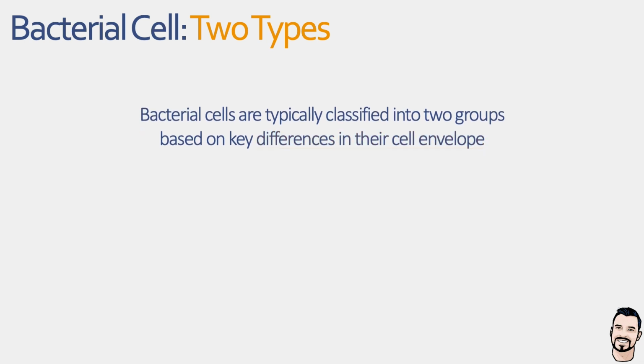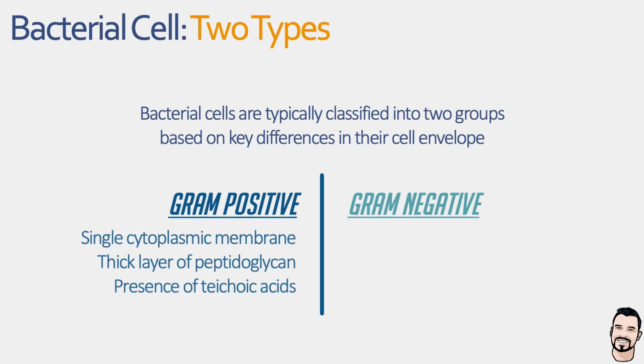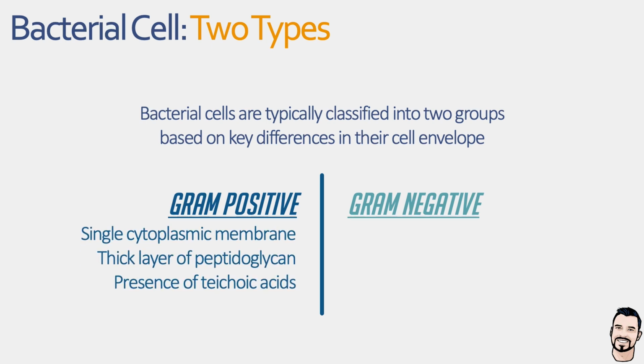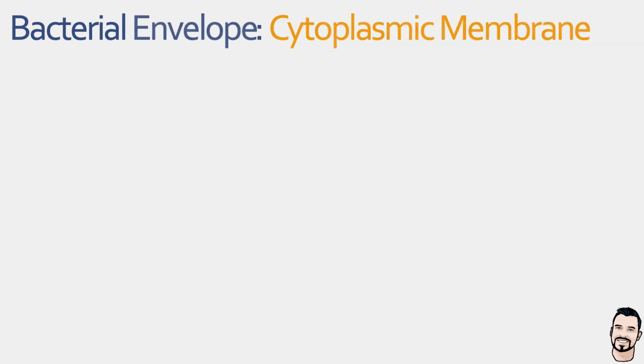The two groups of bacterial cells differentiated by the Gram stain technique are the gram-positive and the gram-negative bacteria. The gram-positive bacteria have a cell envelope composed of a single cytoplasmic membrane and a thick layer of peptidoglycan which is interspersed with teichoic acids. The gram-negative bacteria, on the other hand, have a double membrane structure to their cell envelope along with a thin layer of peptidoglycan and the presence of lipopolysaccharides. At this stage, these differentiators might not make much sense, but we'll go through each of these components in turn over the course of this video, starting with our cytoplasmic membrane.